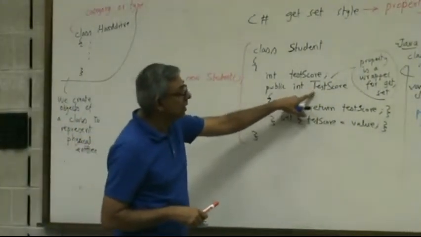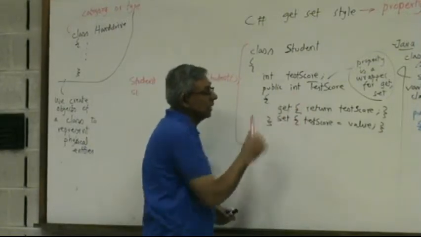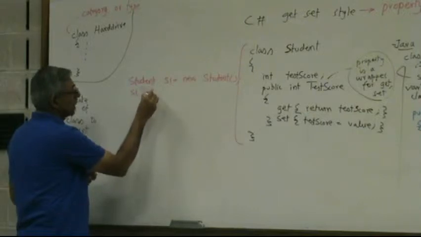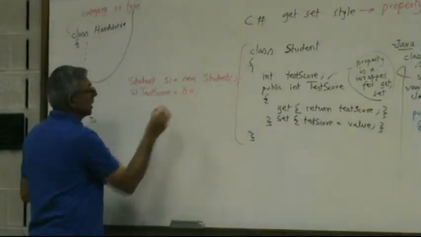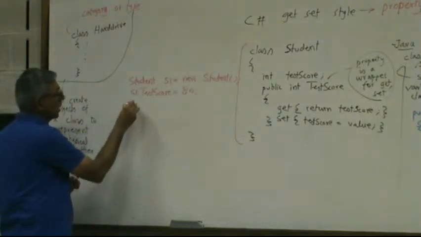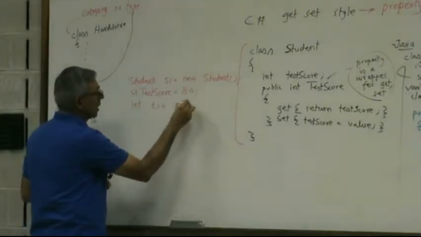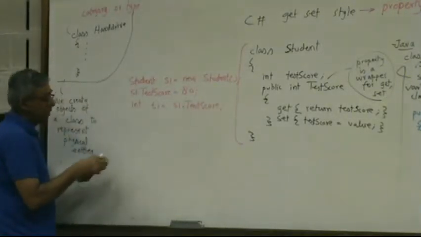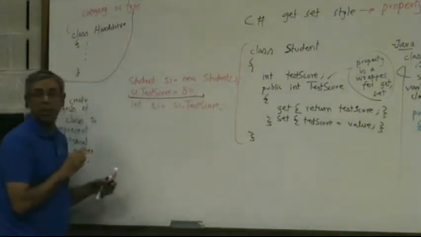Now over here, because the test score is a wrapper for the get and set, it wraps around the get and set. So in C#, outside of this class, you can simply say test score equal to 80 as an example, or int T1 equal to S1 dot test score. Okay, so what happens when the compiler sees this? What does it do internally?